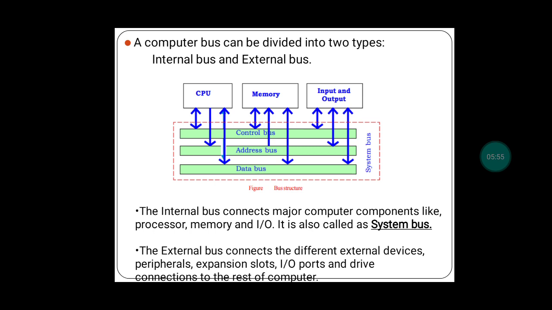See the data bus. The data bus is connected to CPU, memory, and input output units. So this bus is carrying data between all these three components of the computer. Similarly, see the address bus. What is it doing? It is connected to CPU, memory, and input output unit. It is carrying address from the CPU and sending that address to a memory.